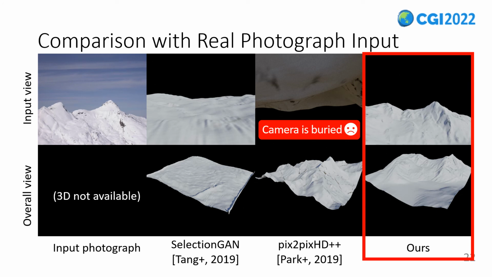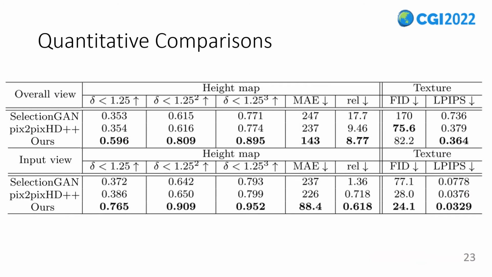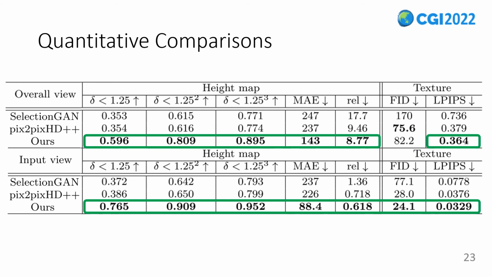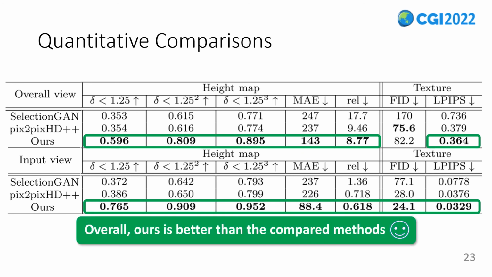We also compared our method using a real photograph input. The input view of Pix2PixHD++ is strange because the camera is buried under the reconstructed terrain. Again, our input view is the most faithful to the input photograph. This page summarizes the quantitative comparisons. From these best values for metrics, we can see overall ours is better than the compared methods, both for height and texture maps.